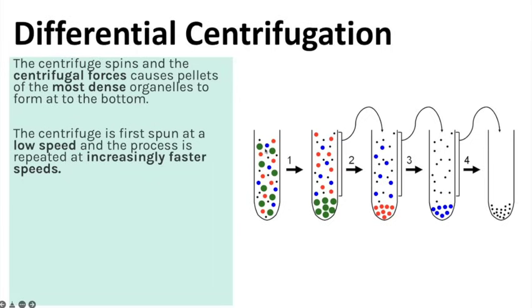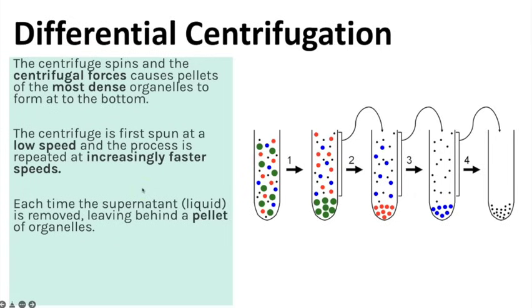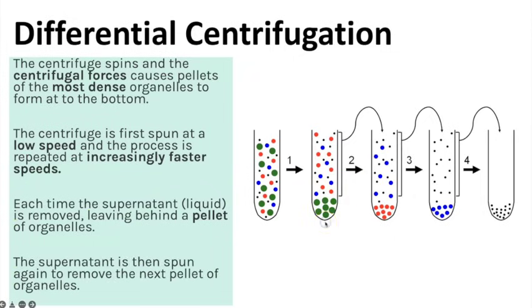And if we first spin at low speed, the most dense organelle will form a pellet at the bottom. We would then remove that pellet and spin the rest of the filtrate again at a slightly faster speed. We'd then get the next most dense organelle forming the pellet, and we repeat this process at increasingly faster speeds. So each time that liquid, which is the supernatant, is removed, and the pellet is what the organelles will be in, and we can examine those.